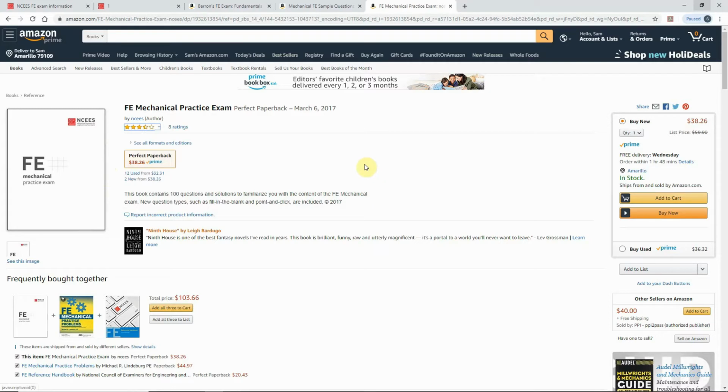I think going straight to the source and using materials that are put out by the same body that actually make the test, NCEES, that's always a good idea. Instead of having a third party's materials, you're going straight to the source. So this may be a valuable resource too.